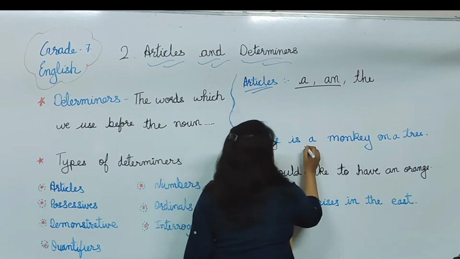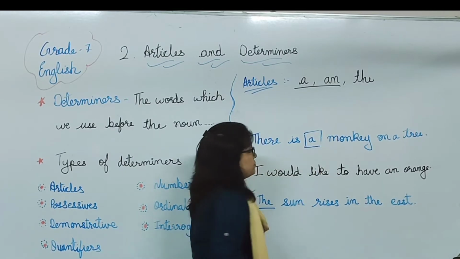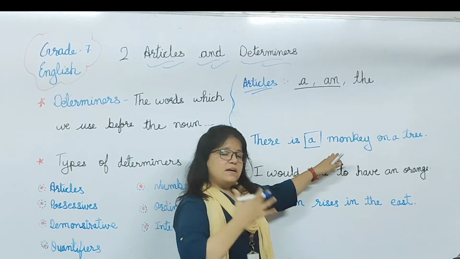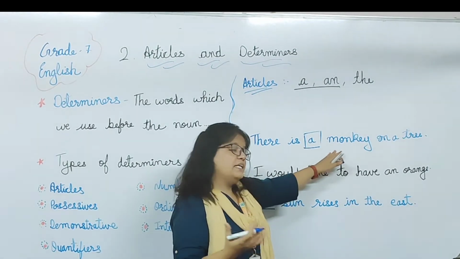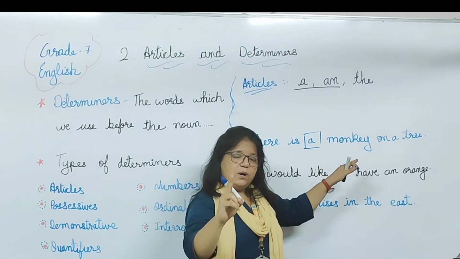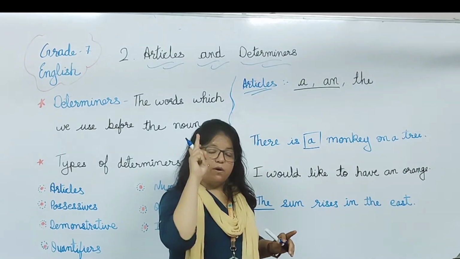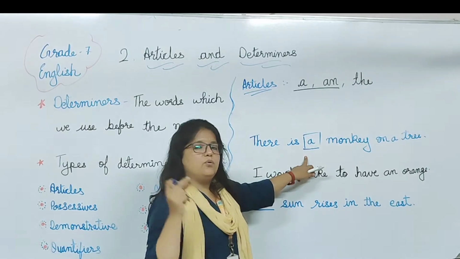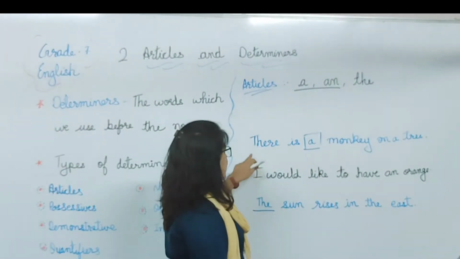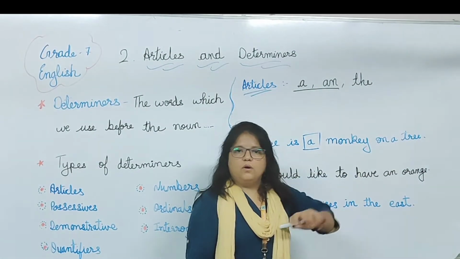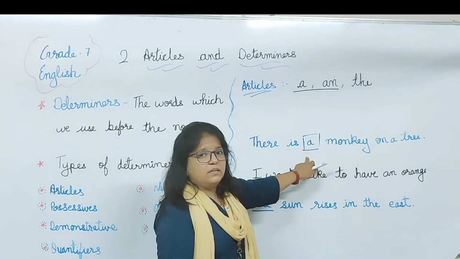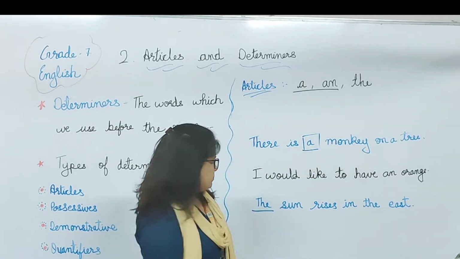Now here there is a monkey on a tree. A specifies that we are talking about a single monkey. There is one monkey over the tree. A is used for singular things only. There is a monkey on a tree. If here it were monkeys, I wouldn't have written a over here.